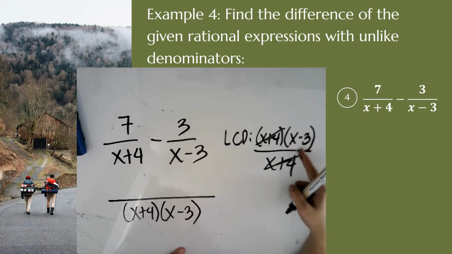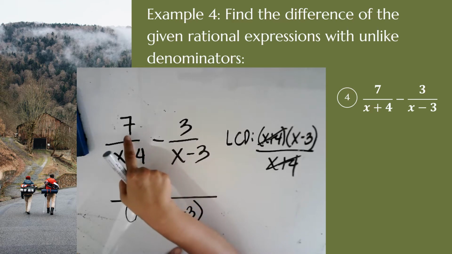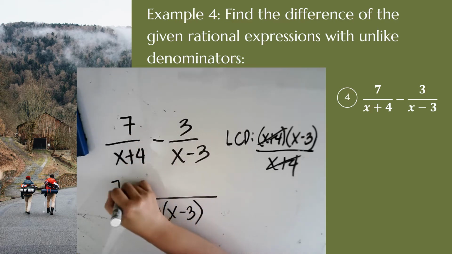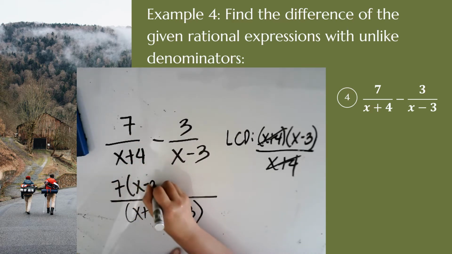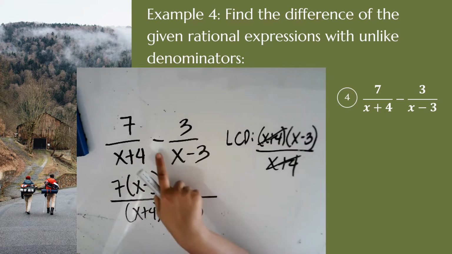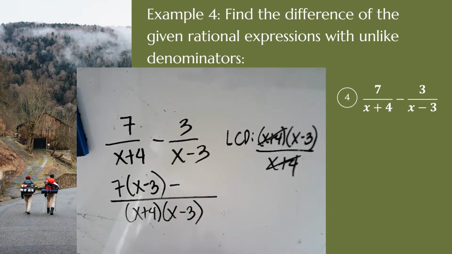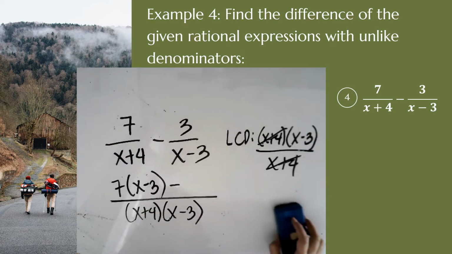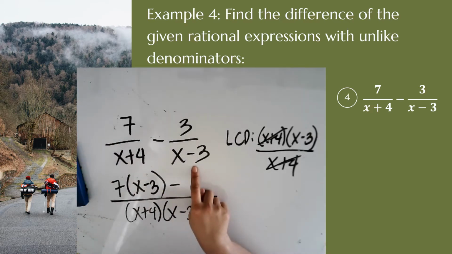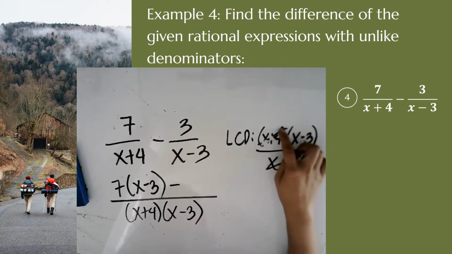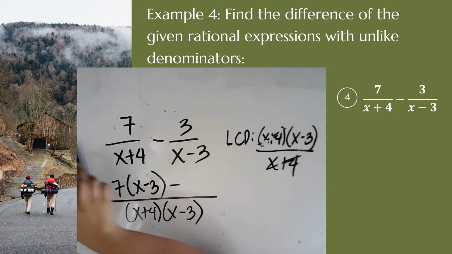And then that answer, we're going to multiply it to the first numerator, 7. So 7 times x minus 3. And then copy the operation, which is minus or subtraction. Then, for the second rational expression, same process.